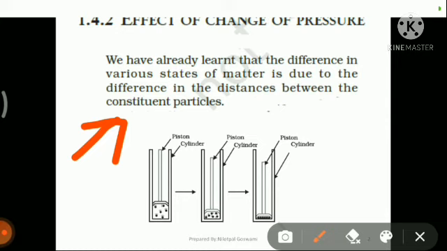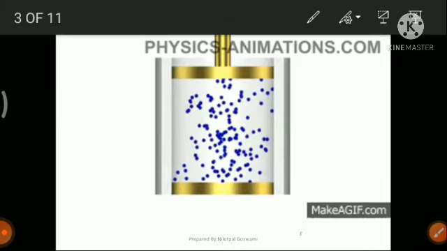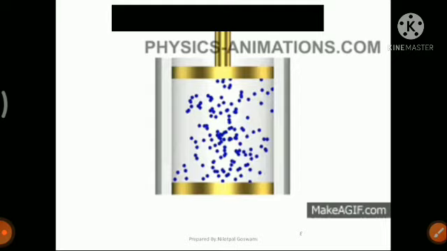Here we'll be looking at how the effect of change of pressure induces a change in their physical state. What we are doing is using a piston. You can see we are using a piston, and we will be applying pressure on the particles of a matter. Specifically, we are using a piston to apply pressure on the particles of gas, so that we can reduce the distance between the particles of gas, or the space between the particles of gas. How will we do it? Let's look at this animation.